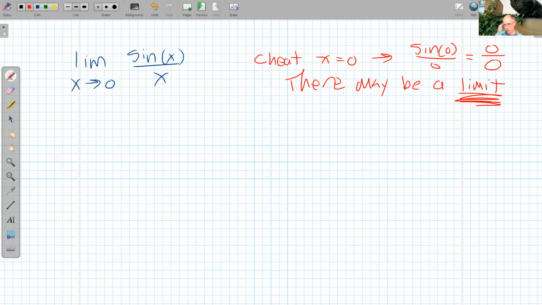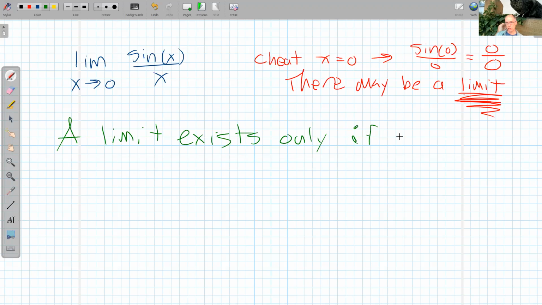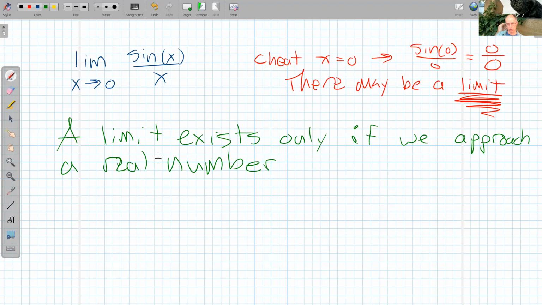And just a reminder on what the word limit means here. A limit exists only if we approach a real number. And we'll look at in a moment what it means to not approach a real number.